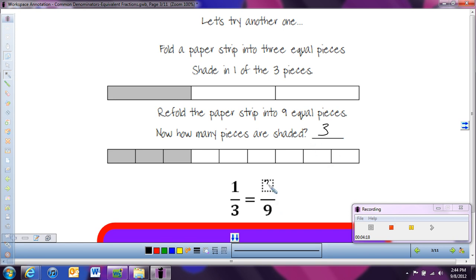Well, we said 3. So again, how do we get from 1 to 3, from 3 to 9? Well, here it was folded into 3 pieces. Here it was folded into 9 pieces. We tripled this time, or times by 3, how many times we folded the paper. So 1 times 3 is 3, 3 times 3 is 9. That's what we're doing when we're finding equivalent fractions.